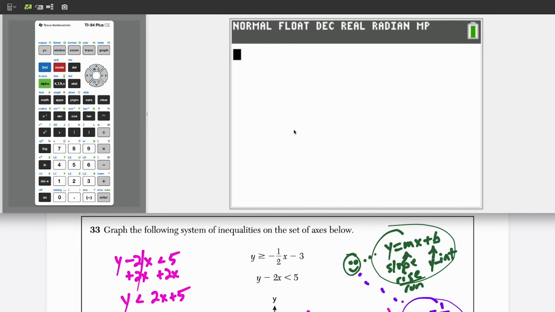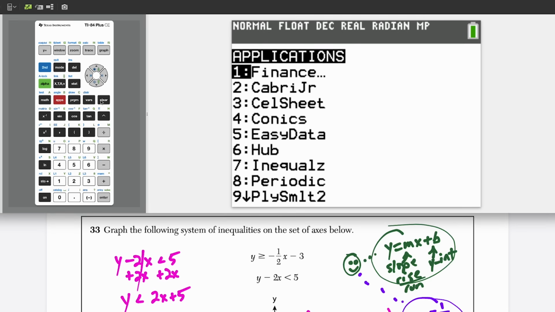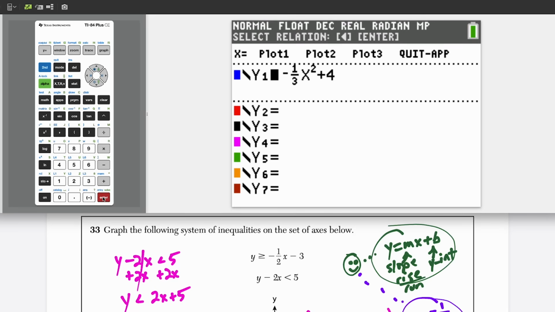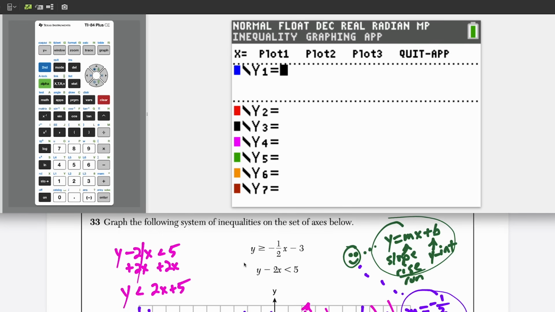Now, before we move on, I want to go over here to apps in the calculator. And notice at number 7 here, we have inequalz. I mean, why there's a Z, I don't know. But if we go there and press enter, and then we go over to the y equals and type in each of these inequalities. So first we have negative 1/2. So I have negative and then alpha y equals enter. And I'm going to write in 1/2. After the half, we have x minus 3.